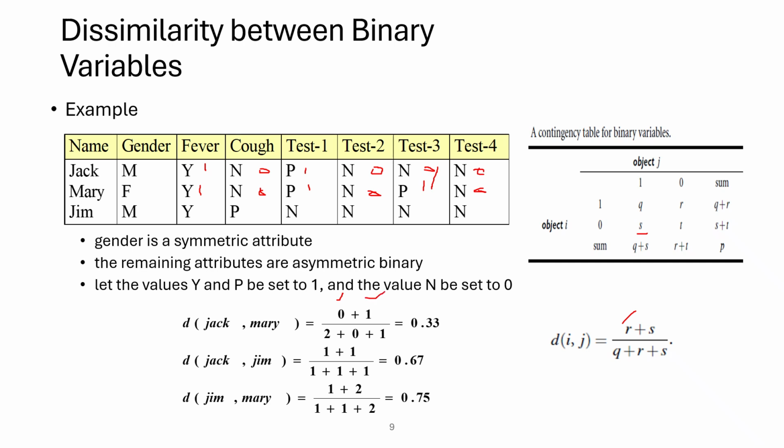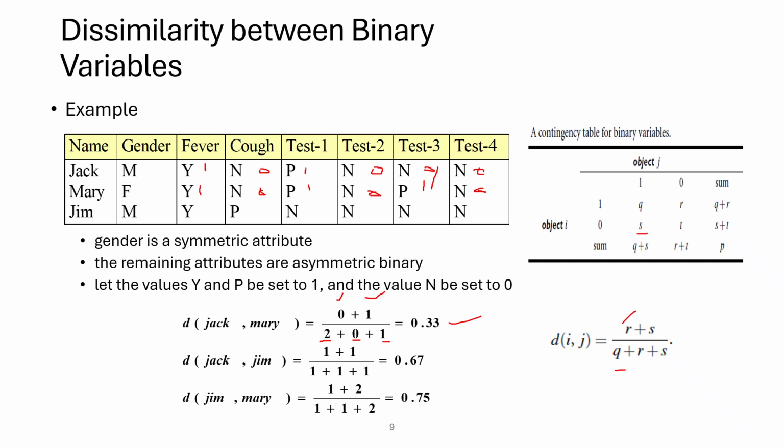Now when you come to Q, which is nothing but 1 and 1, I have 1 and 1 here, 1 and 1 here. So I have 2 possibilities, and the value of Q is 2. And as we know, R is 0 and S is 1. So the value is 1 divided by 3, which is 0.33.